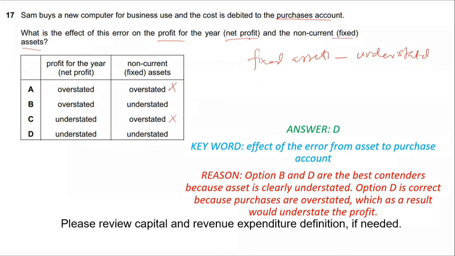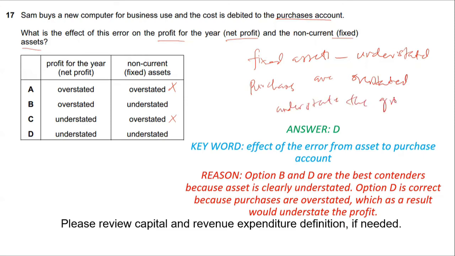What would be the effect on net profit? Now you need to see what would be the effect on net profit because he debited the purchases account. If he debited the purchases account, that means purchases are overstated.